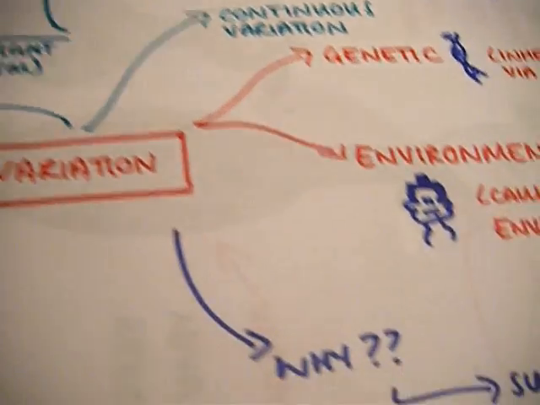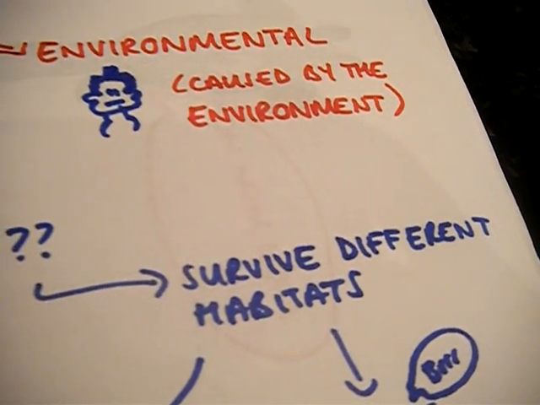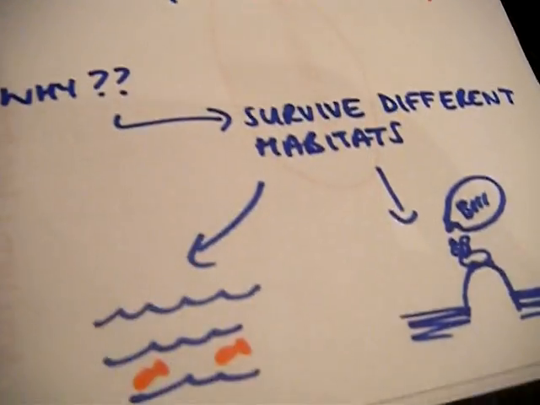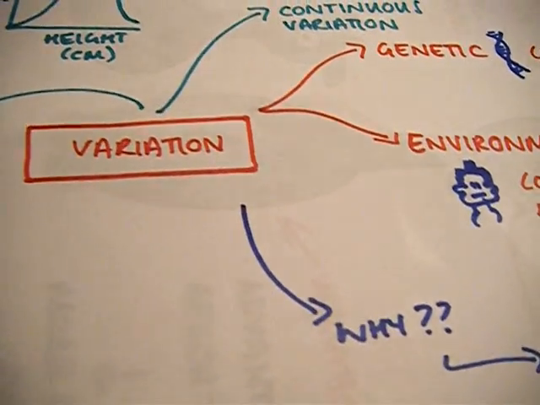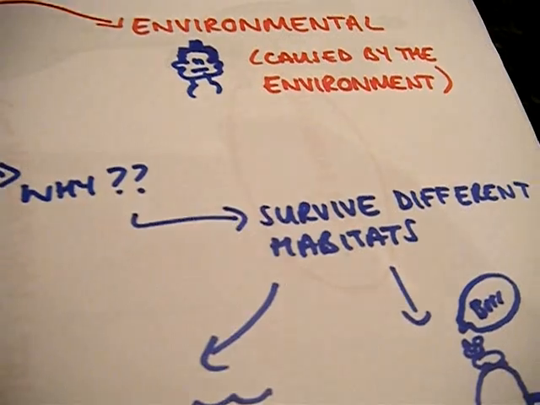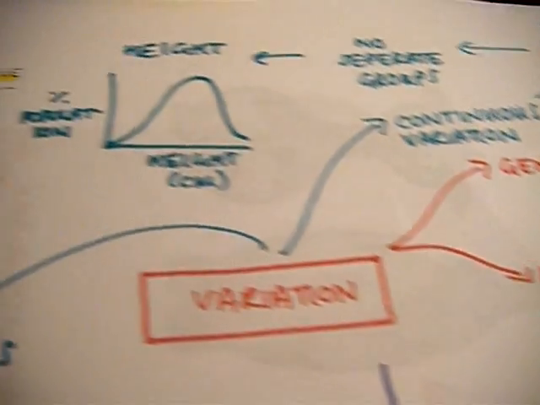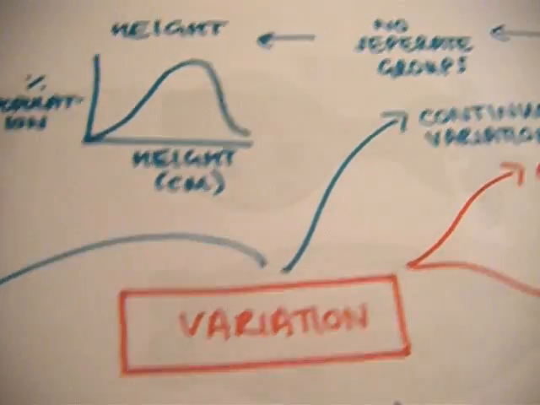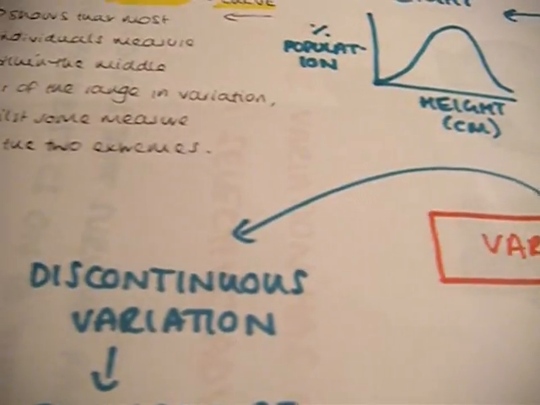The reason why we have variation in the first place is that organisms need to be able to survive different habitats. So, for example, polar regions or the deep sea are really, really different, and you need variation in species to allow them to survive there. There are two types of variation that you need to know about: continuous variation and discontinuous variation.